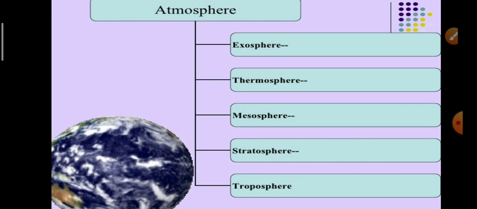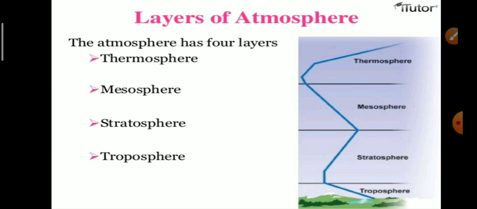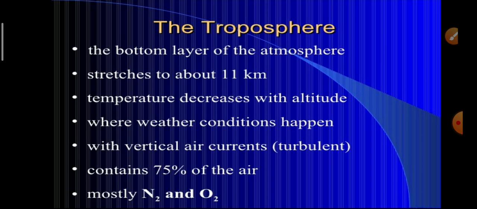are troposphere, stratosphere, mesosphere, thermosphere, and exosphere. So these are the 5 layers of atmosphere. Let's start with troposphere. The troposphere is the bottom layer of the atmosphere, and this is the densest layer of the atmosphere, and the average height of this layer is taken about 11 to 12 kilometers.